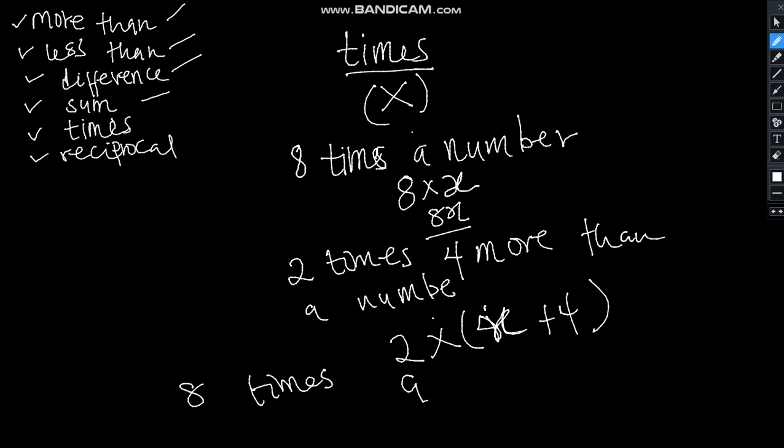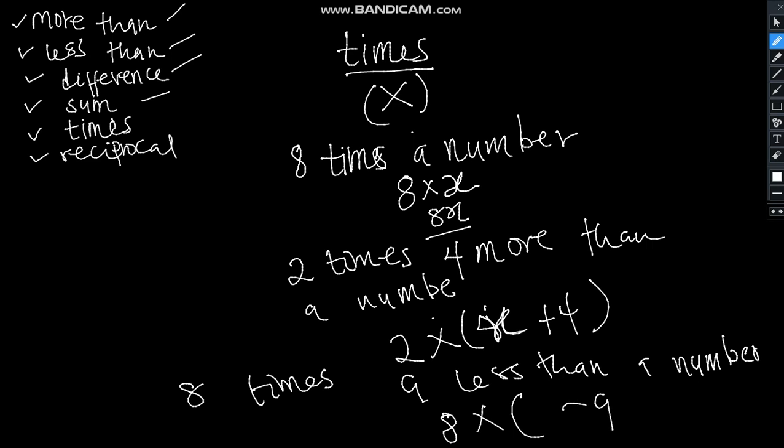So 8 times 9 less than a number. Okay, so let's write this. 8 times, so I bring my brackets, 9 less than a number, so minus 9, then bring my x as this. Which is 8 times x minus 9.